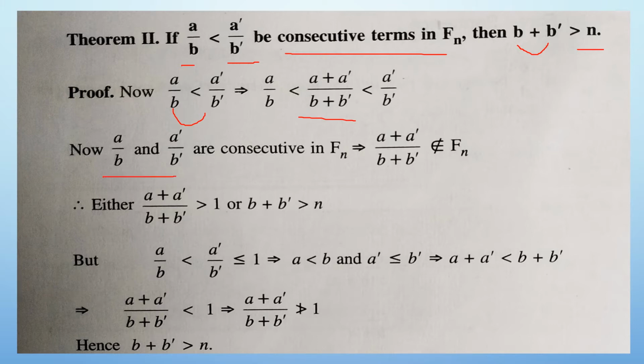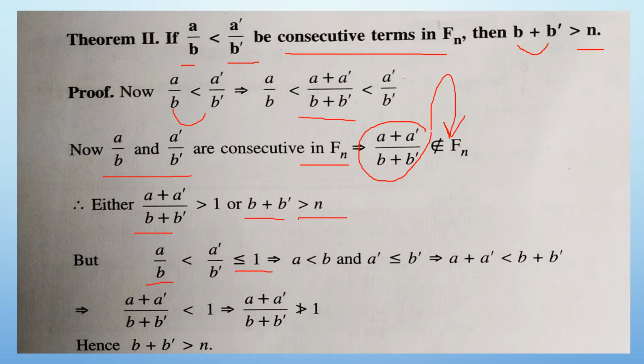Since these are consecutive in the Farey sequence, this mediant cannot belong to that Farey sequence. So there will be two cases. We know that a fraction will not belong to the Farey sequence if it is greater than 1, or if the sum of denominators is greater than n. If the sum of denominators is greater than n, then it will also follow. So if we take a upon b less than or equal to a dash upon b dash, we know that fractions are always less than or equal to 1.